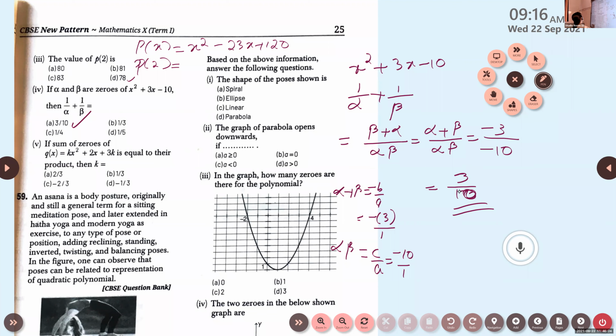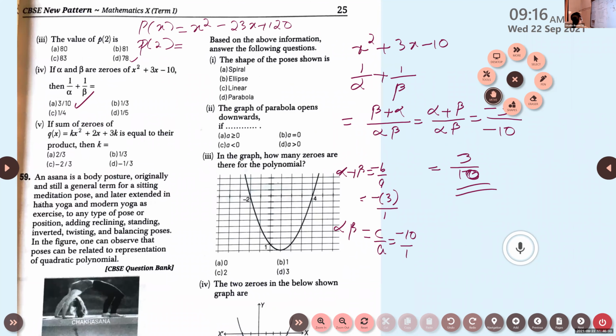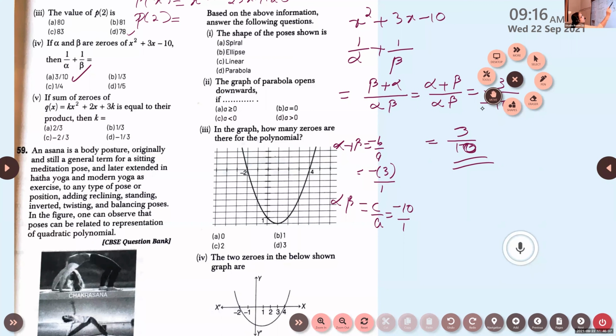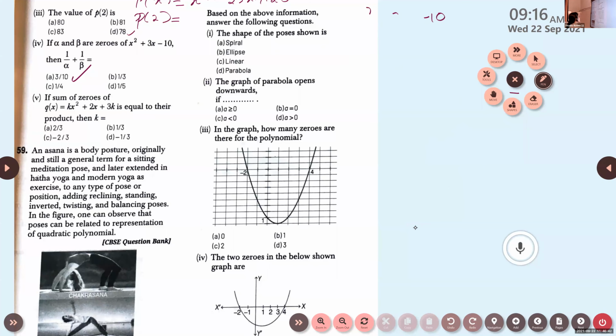Next one. The sum of zeros of the polynomial, same question. Try this. Same type we did for the last case study. Sum of zeros equal to their product. Find k. All of you find. Same type we did for the last question.